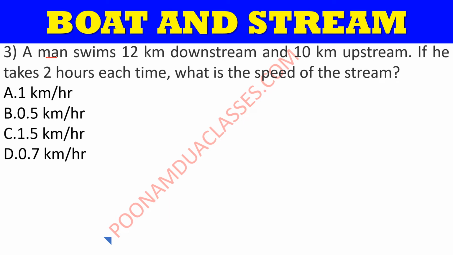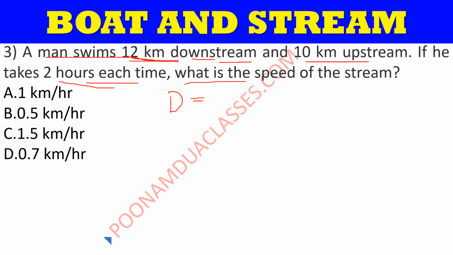This question is a bit tricky, but we will solve it. A man swims 12 km downstream and 10 km upstream. If he takes 2 hours each time, what is the speed of the stream? Same stream में ही एक person ने 12 km downstream स्विम किया, 10 किलोमीटर अपस्ट्रीम स्विम किया और 2 घंटे लगे हर बार. व्हाट इज द स्पीड ऑफ द स्ट्रीम? सबसे पहले हम स्पीड डाउनस्ट्रीम और स्पीड अपस्ट्रीम निकाल लेंगे.